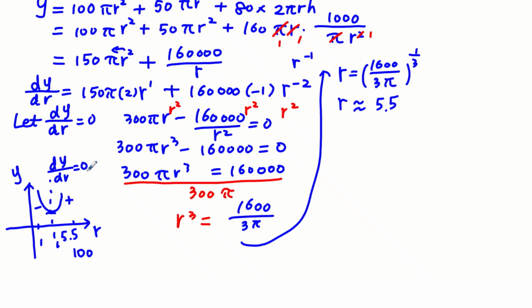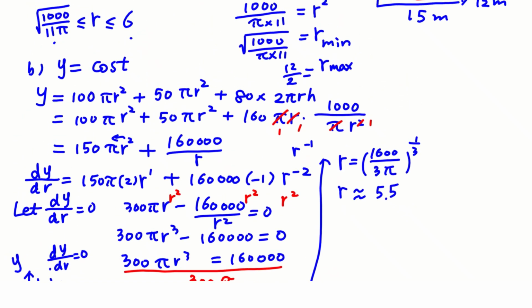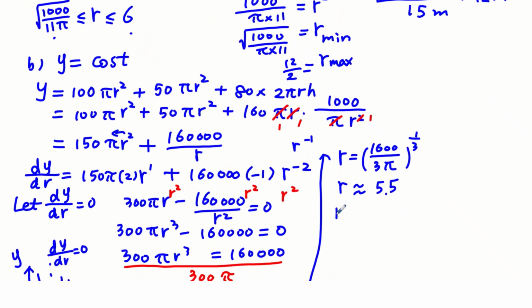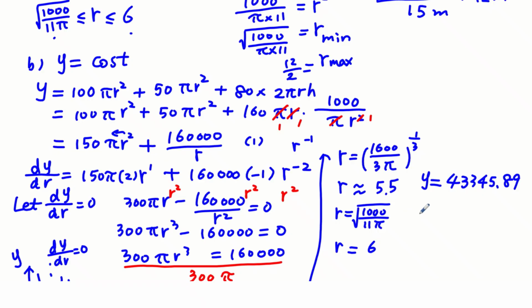So we have the endpoint r equals square root of 1000 divided by 11 pi, and also we have the endpoint r equals 6. We sub in each of them to the original equation for y. So we sub in and y is approximately 43,345.89 cents.